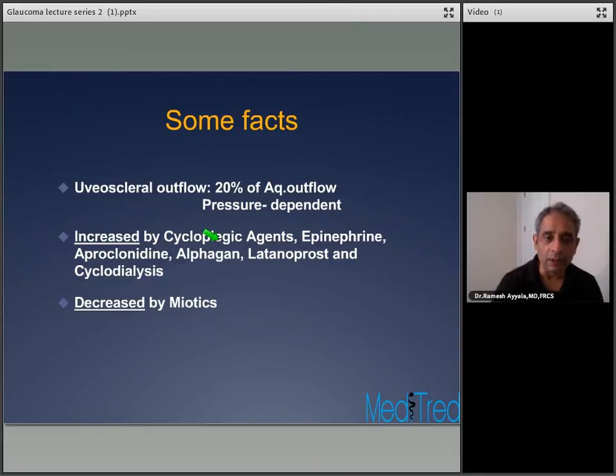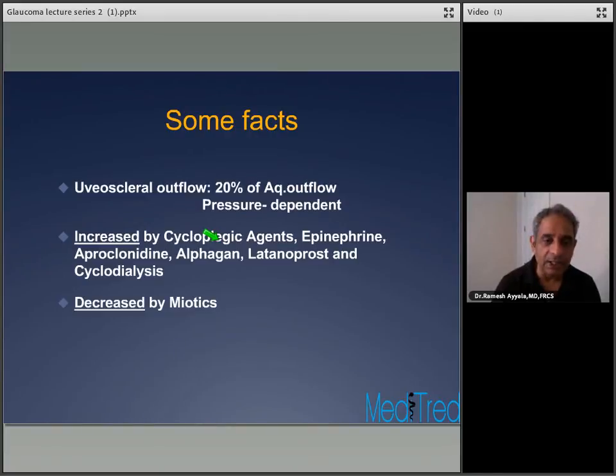Uveoscleral outflow. We'll have a lecture in the near future specifically about the uveoscleral outflow pathways and the trabecular meshwork pathway. And so I briefly wanted to touch base on this so as to complete this portion of the lecture. It accounts for 20% of the aqueous outflow and is a pressure-independent pathway.